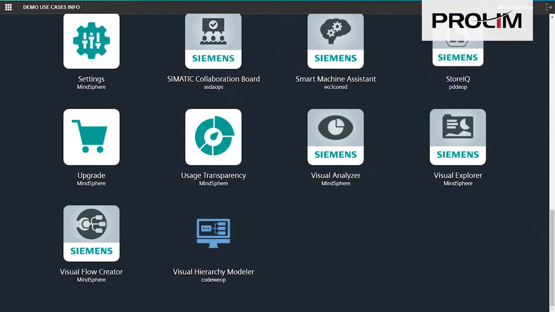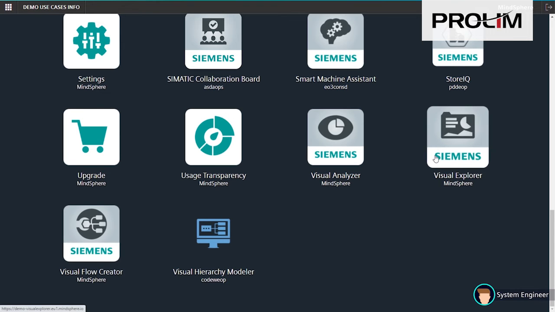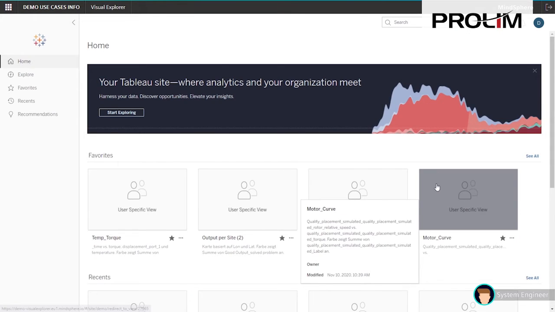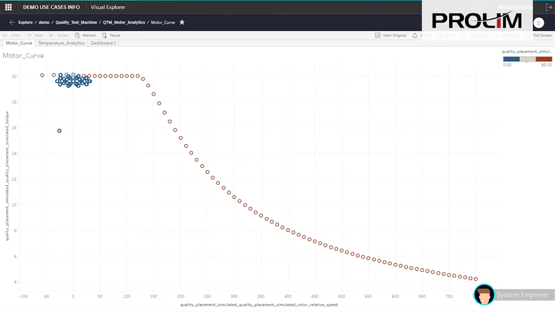Most of the issues are related to the overheating problem, and that's why the system engineer needs to further analyze the issue with the MindSphere tools. He sets up a special dashboard in Visual Explorer. This dashboard symbolizes the motor curve of this specific motor. It shows the torque over the rotations. The red dotted line shows the boundaries of the connected motor.